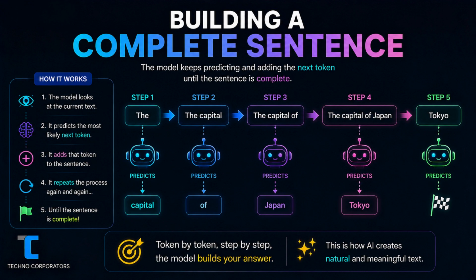Imagine the AI starts with the word "the." Based on everything it has learned, it predicts the next most likely token. Then it predicts another and another. One small prediction at a time gradually becomes a complete sentence. This happens incredibly fast, often generating dozens of words every second.